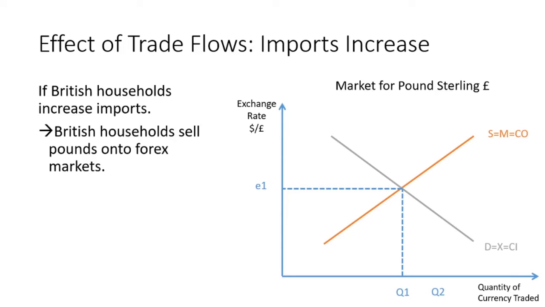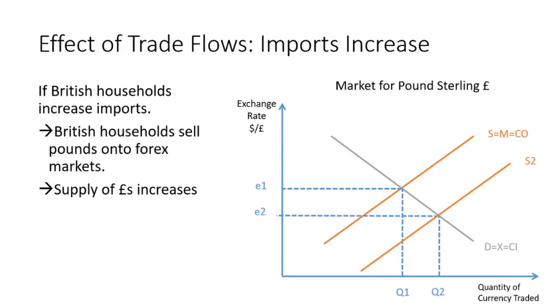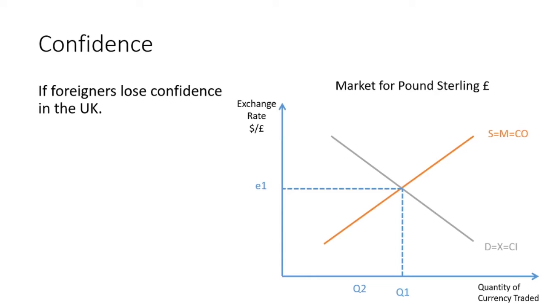pounds onto Forex markets. This pushes up the supply of pounds. It shifts the supply of pounds to the right. And as we can see from the diagram, therefore, the exchange rate, the pound sterling exchange rate, will have fallen. So we can say that the pound has depreciated. Next, let's talk about confidence.